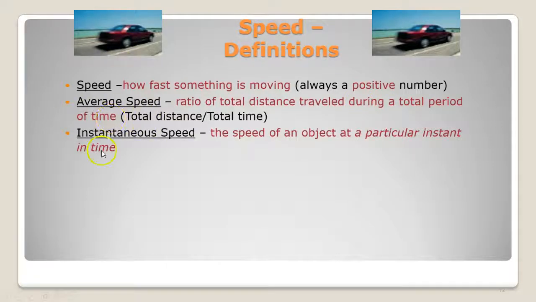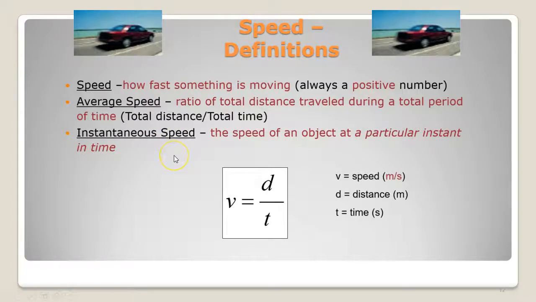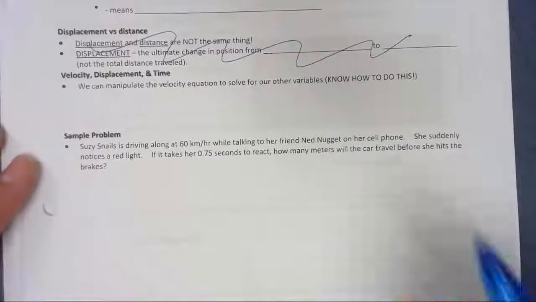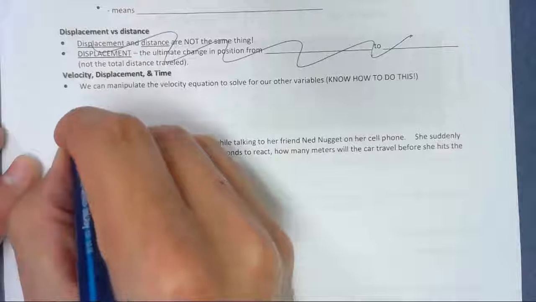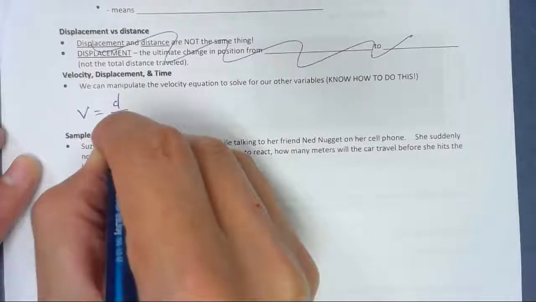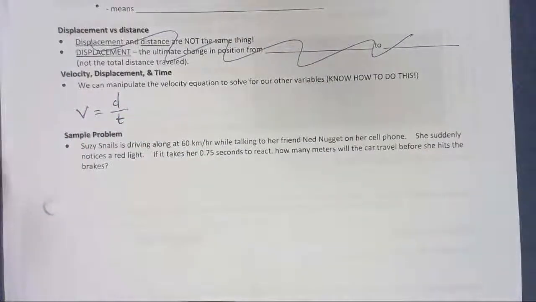We're going to skip average speed. We're going to skip instantaneous speed. I'm not going to have you worry about that. But right now, I want you to write this equation in your notes right here. The equation for speed is the one that we learned the other day in the lab when we did the car activity. V equals d over t. Speed equals distance divided by time.